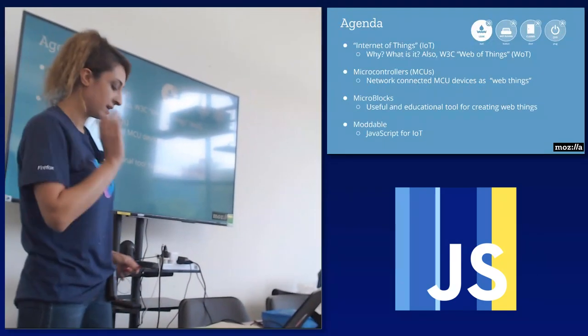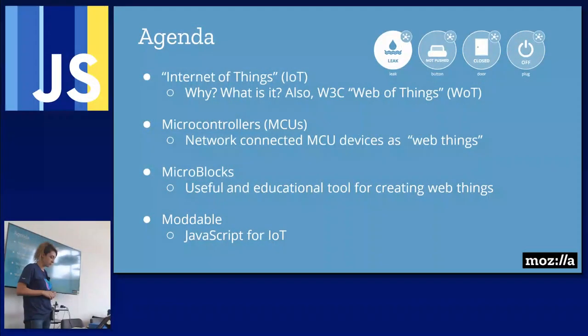So first, the Mozilla Web of Things is a software that provides a useful framework for creating an open source Web of Things and privacy respecting gateway.